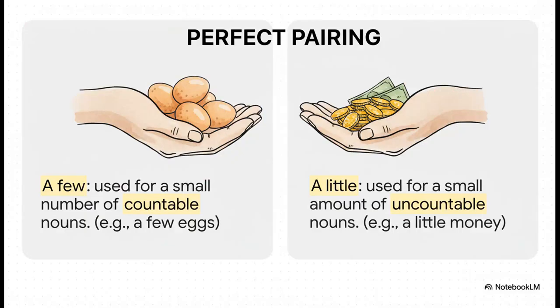Okay, what about small amounts? We have another perfect pairing here. For a small number of countable things, we use a few. Like, I need a few apples. For a small amount of an uncountable thing, we use a little, as in, I'll have a little milk in my coffee. See? It's another direct match. A few for countable, a little for uncountable.